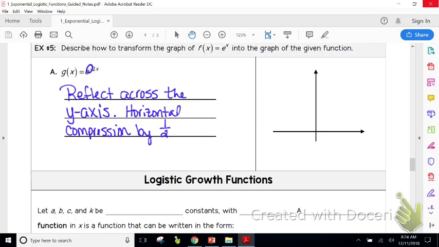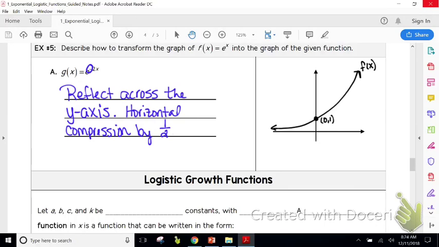All right, so we have our parent function here. So this is f of x. This is our e to the x. Goes through that point there, which is 0, 1. And then we have our g of x. It's going to reflect across the y-axis.